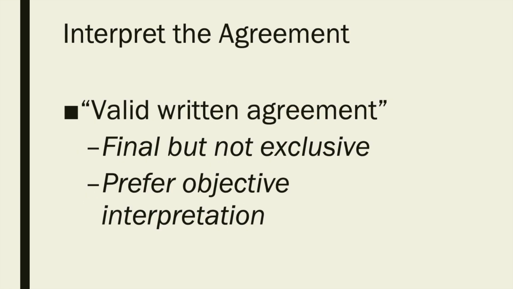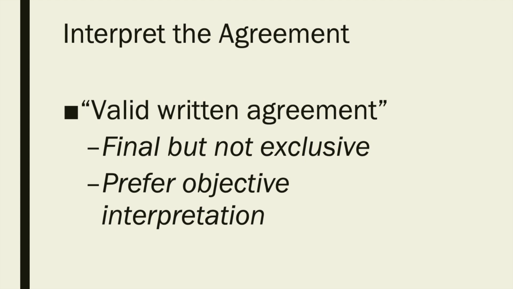So let's start interpreting the agreement. And we're going to begin by saying that we do have a valid written agreement. It appears to be final but not exclusive. And in these instances where we have a valid written agreement, courts will prefer to read it on its four corners, meaning they'll objectively interpret what it means.